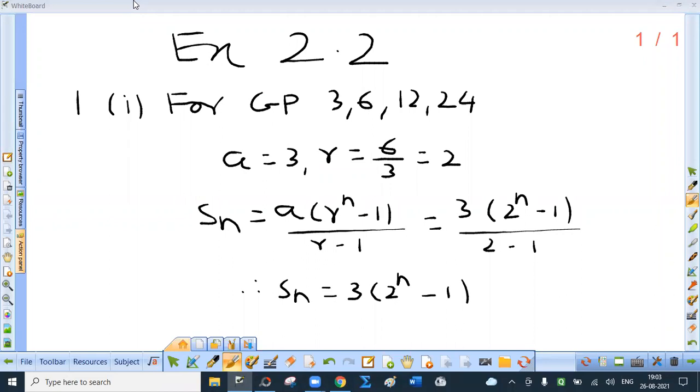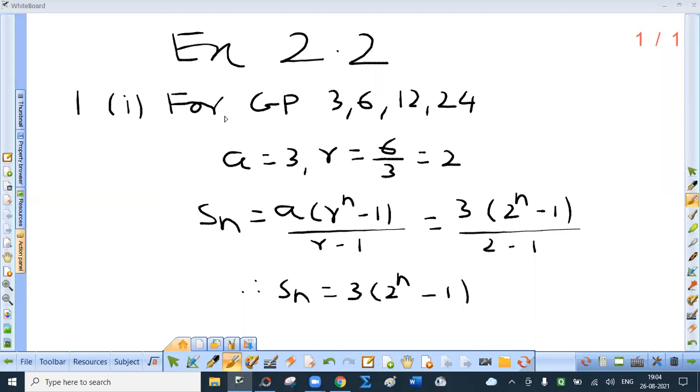Exercise 2.2 now. Actually, this is based on the formula for the sum of the first n terms of a GP, which we have already proved. So first question, for the following geometric progressions, find Sn. Now we are given that the sequence is a GP, so we need not verify that. First one, 3, 6, 12, 24. So for this GP, what is small a? 3. What is the common ratio r? Second term upon first term, 2. So what is Sn? The common ratio is greater than 1. So a into r raised to n minus 1 upon r minus 1. Substitute the values. You get this.